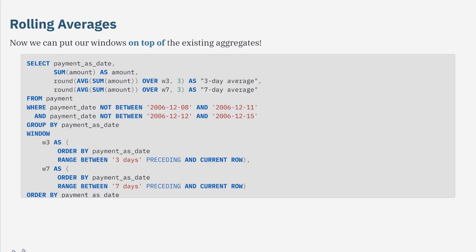So I want the average, even though it still says sum, I want the average of 3 days before, but I don't know how many rows that is. I don't care how many rows that is. I just want 3 days. And for W7, I want 7 days for my average, and I don't care how many rows that is. It could be 200 rows, it could be none.